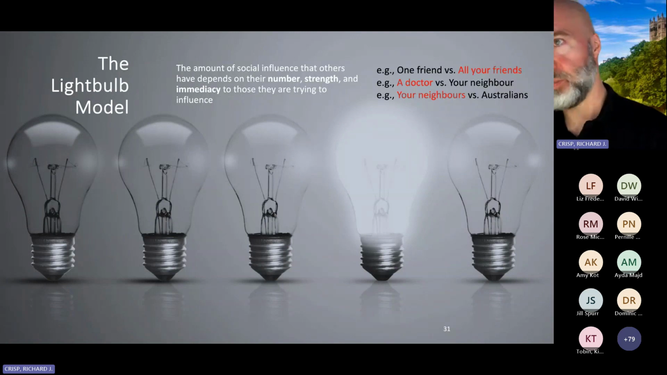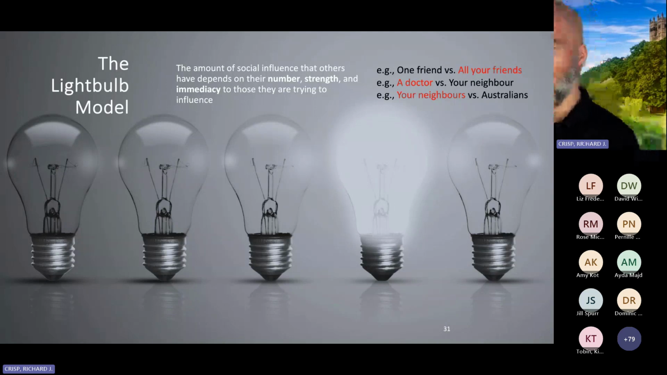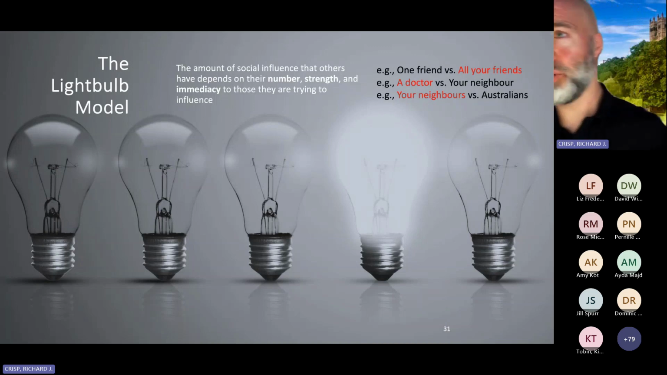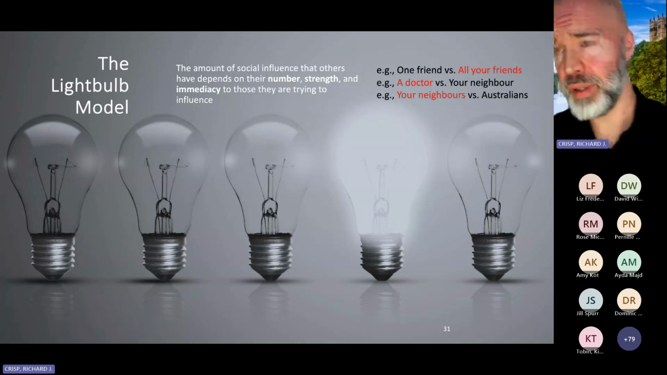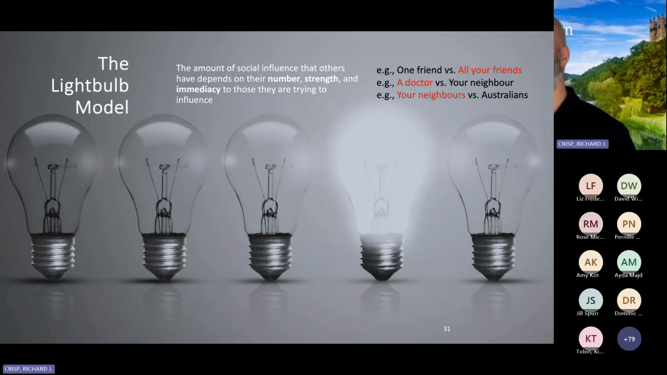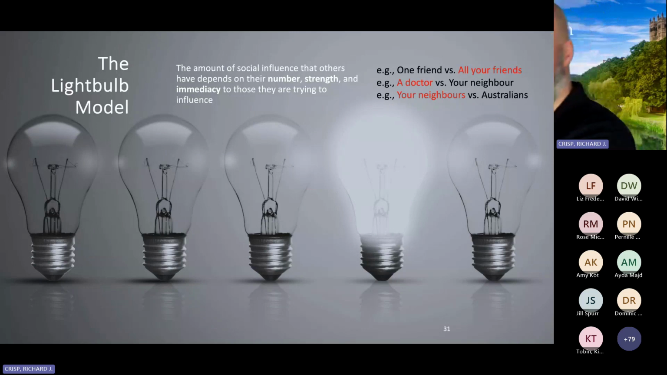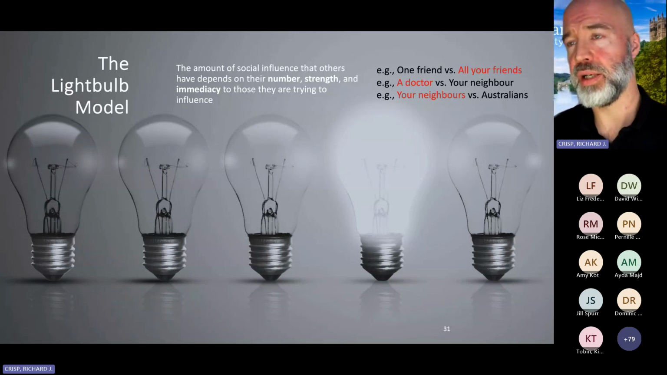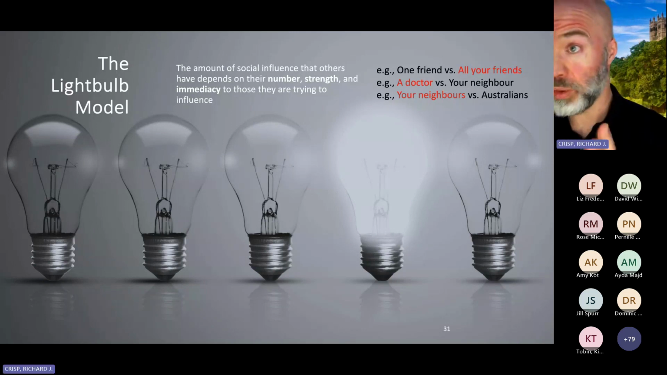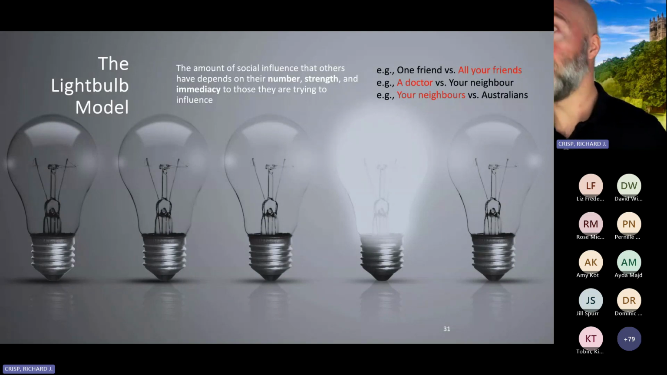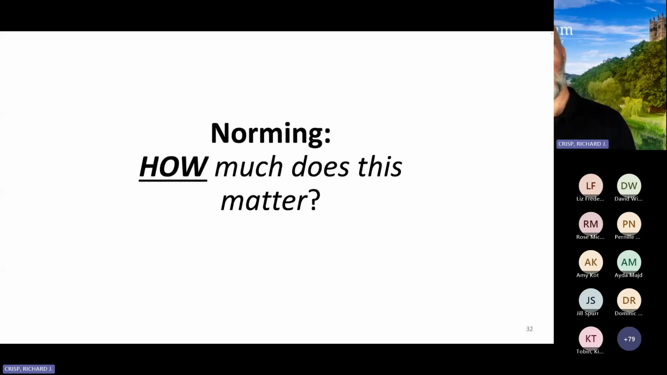And finally, it's immediacy or proximity. We're far more influenced by people who are closer to us in time and space. So if all of your neighbours, everyone on your street, has given blood that week, you're going to be compelled to do it, far more than if 95% of Australians have given blood over the last year. There's all sorts of reasons why it might be different in Australia. From your point of view, it's your street that matters.